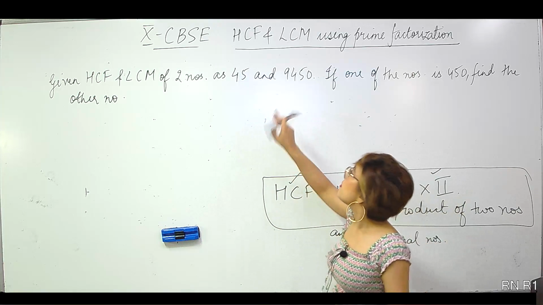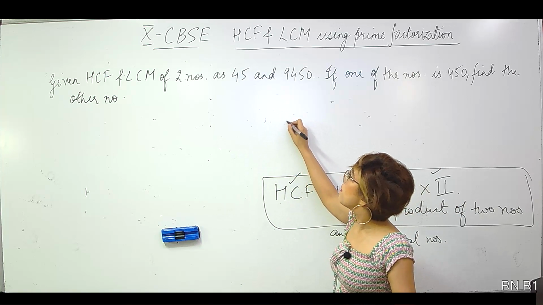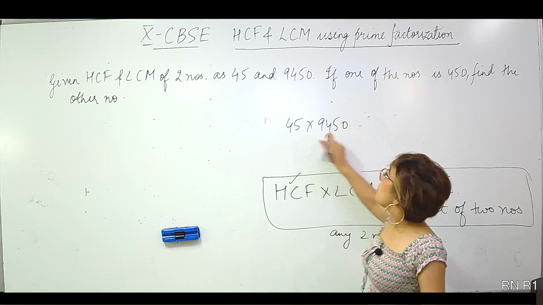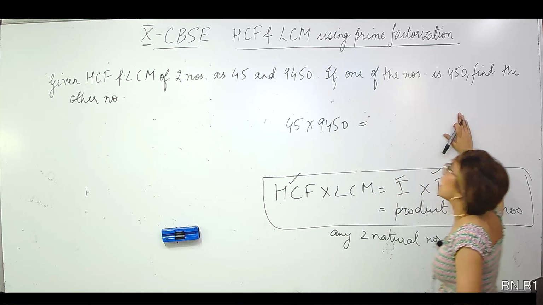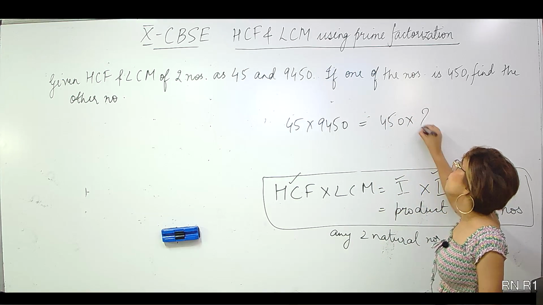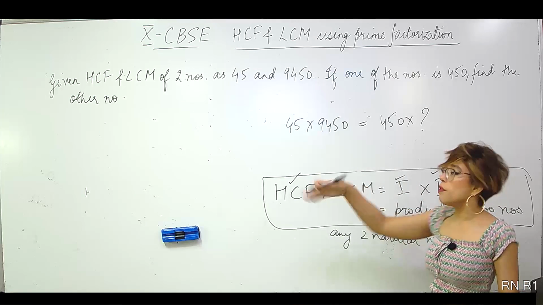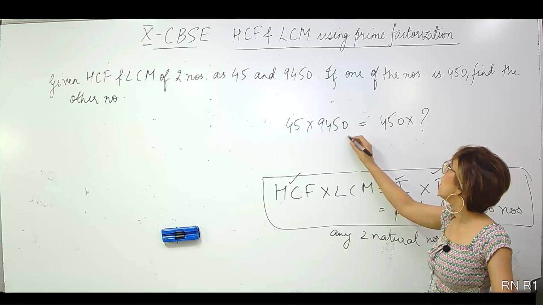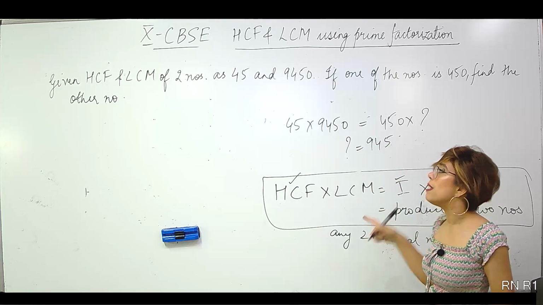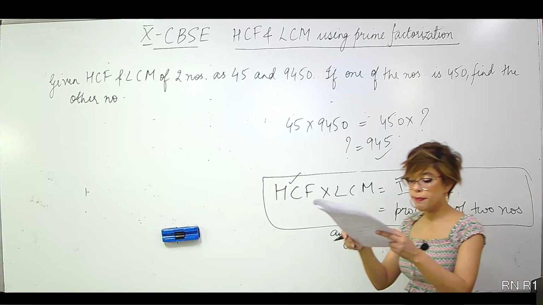Now, HCF and LCM is given, so the product of HCF and LCM is 45 into 9450. HCF into LCM is equal to first number into second number. First number is 450. Second number, I am interested in finding out, the question mark, right? Just shift the 450 to that side and you'll get the value of the question mark, which is 945. The second number is 945.